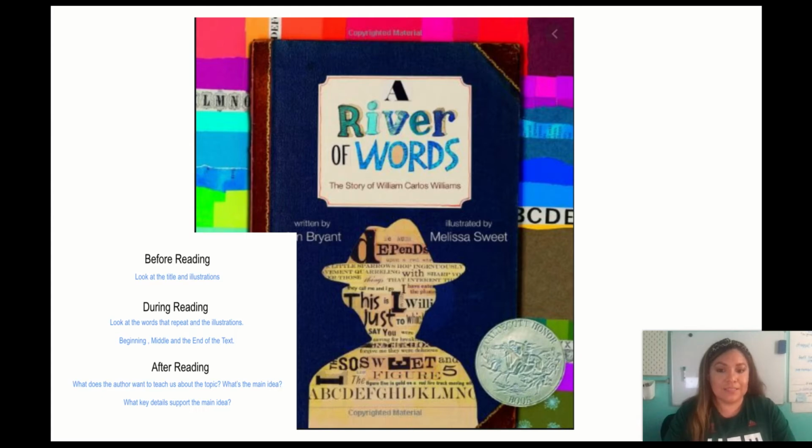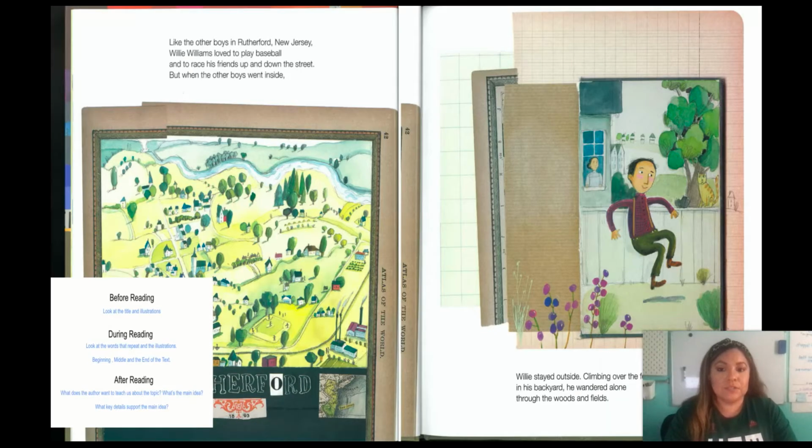All right. So now we are going to go to our second step, during reading. During reading, we want to look at the words that repeat and the illustrations. We want to look at the beginning, the middle, and the end of our sentences for those repeating words that tell me more about my topic. So remember, our topic is who or what this part of the text is mostly about. So let's see if we can find our topic.